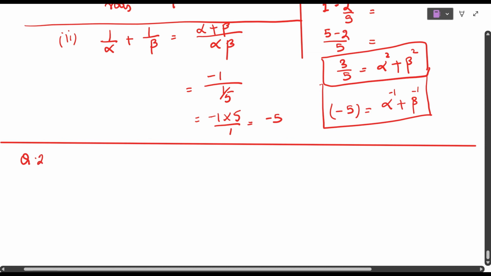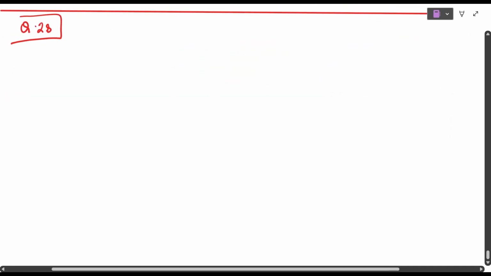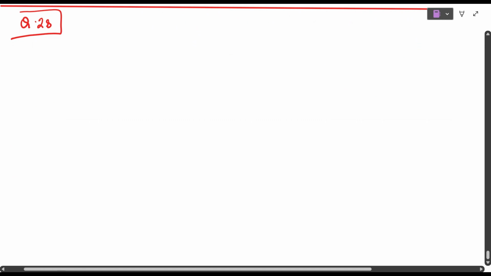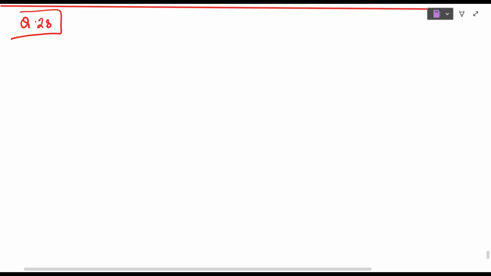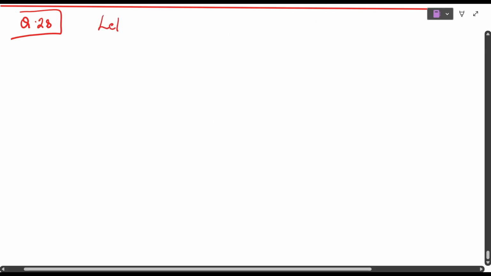Question number 28, students. We don't know the number, and it is a two-digit number. So let us take the ones digit equal to x and the tens digit equal to y.